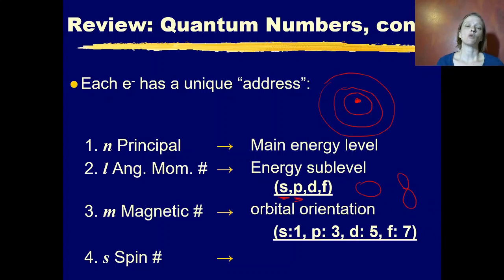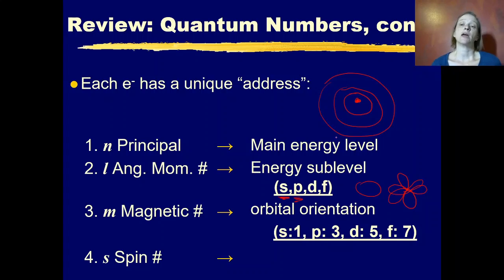The magnetic quantum number tells us the orbital orientation. And depending on what shape your orbital is, you can have a different number of orientations. For instance, when you have a sphere, there's only one way to orient that sphere on the axes. But if you have a p orbital, you can have it along the x-axis, you can have it along the y-axis, or you can have it oriented along the z-axis, kind of sticking out of the page at you.